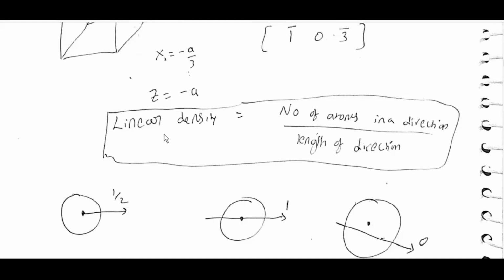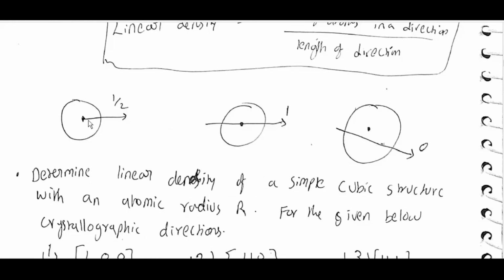Linear density is equal to the number of atoms in a direction by the length of the direction. If an atom crosses like this, then half. If it crosses fully, then 1. If it doesn't pass through the center, then 0.